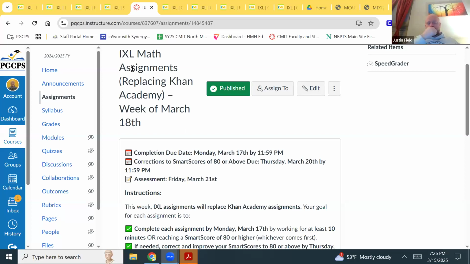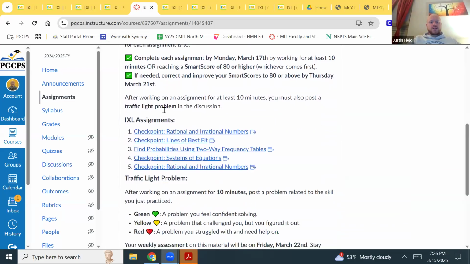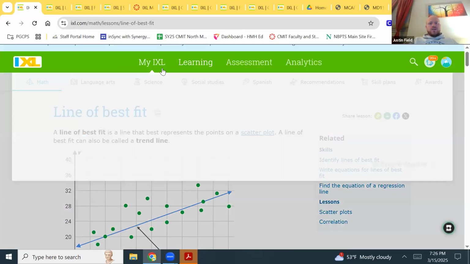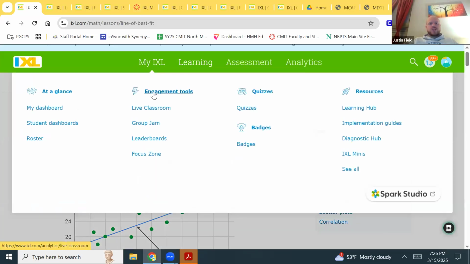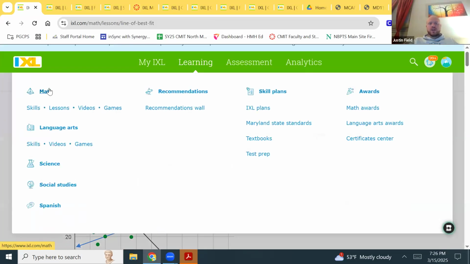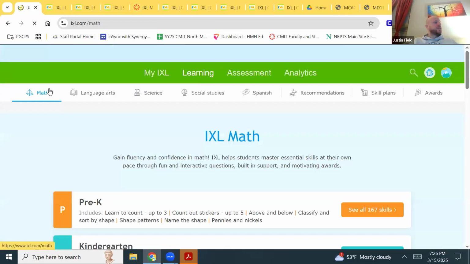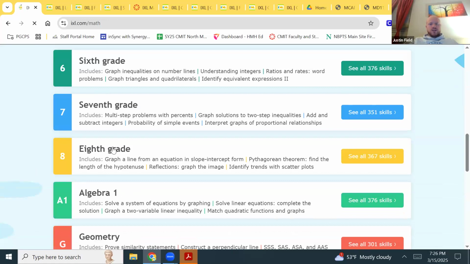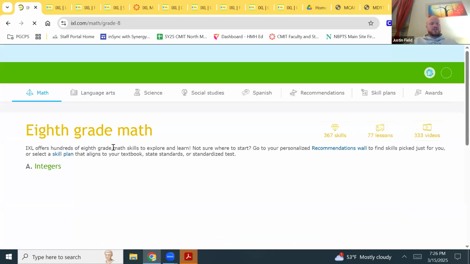Of course, we're going to do IXL. You're going to do each assignment for 10 minutes for completion, since we're switching from Khan Academy this week at least. And so there they are. IXL has a lot of good resources, so I just want to show you that really quickly. I'm really going to try not to make a 30-minute video, so if I keep talking a long time, just stop me.